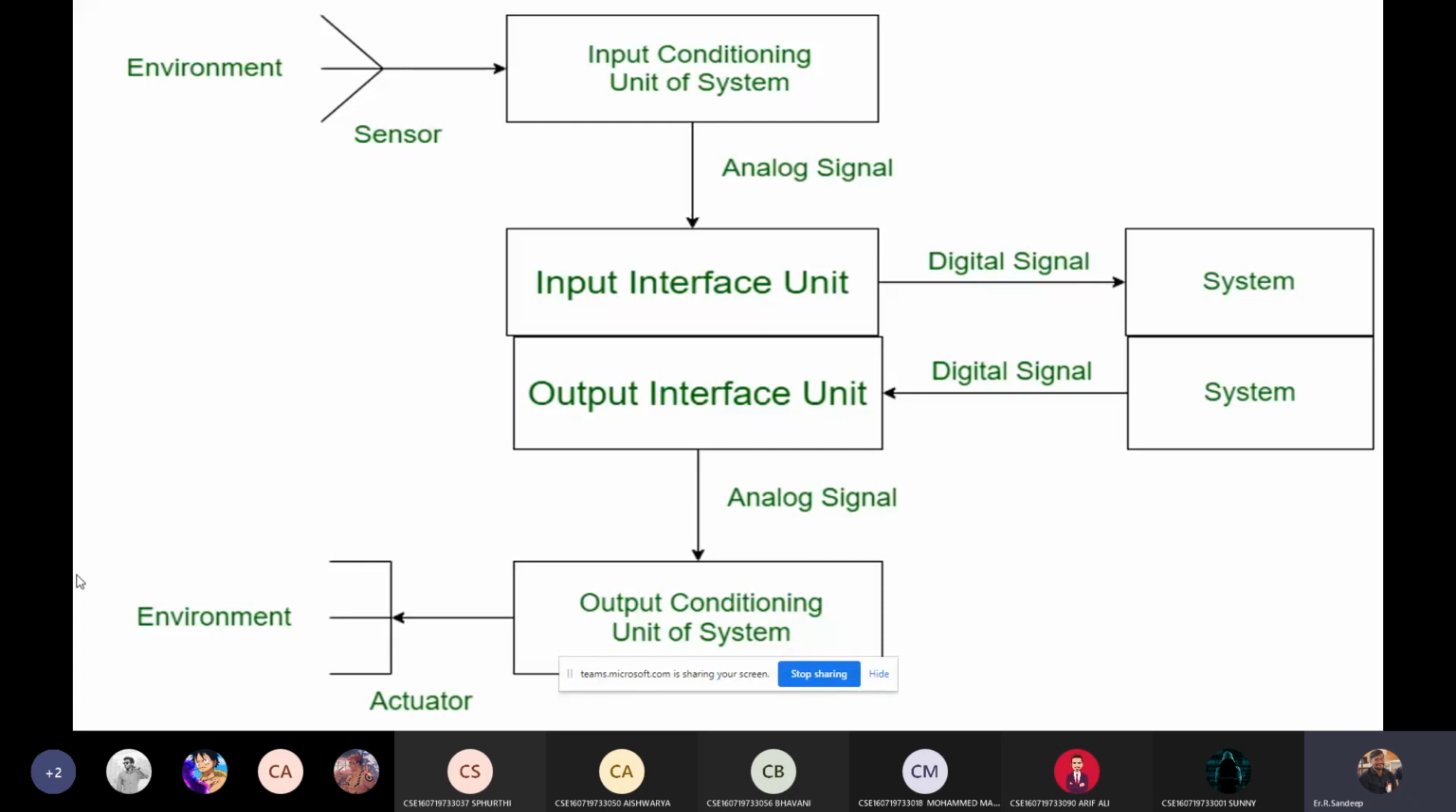So this is a brief explanation about the input interface unit and the output interface unit, how they are working exactly in the real-time environment. These are the two things that we are following. The input interface unit will take an analog signal, and it will give a digital signal as output that will be understandable by the system. And the system is giving a digital signal to the output interface unit as the input, and it is generating the analog signal as the output, and that will be understandable by the real-time environment.